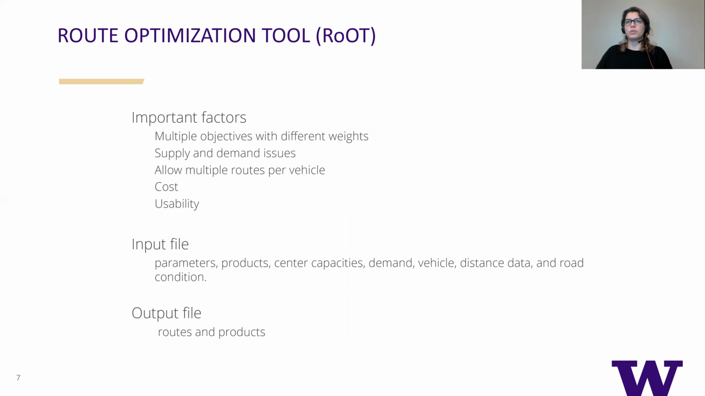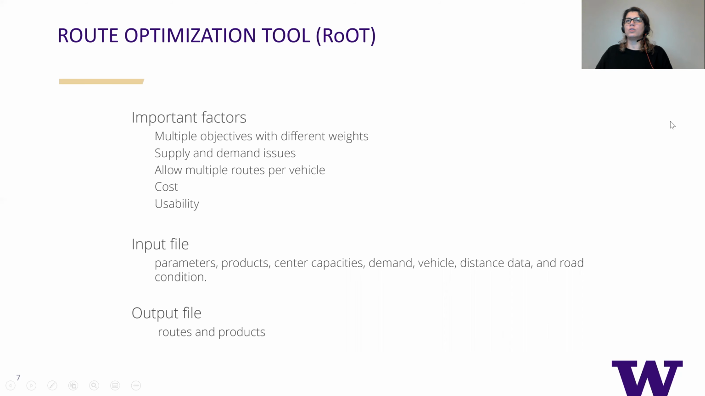Some important factors of RoOT are that it has multiple objectives with different weights. It works with supply and demand issues, as we're going to see. It allows multiple routes per vehicle. Cost is not one of the objectives of the model, but the users asked us to have this visibility. So we added the cost visibility to the tool, and we're also going to show that later. And as said before, usability is one of the main things about this tool. We want it to be implemented and used, so it has to be easy.